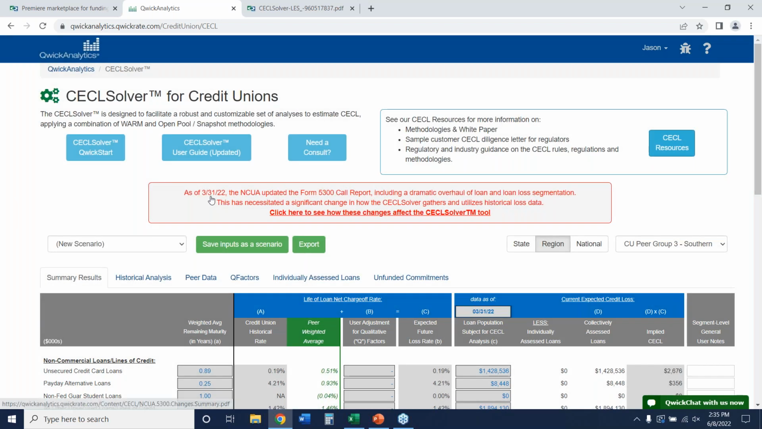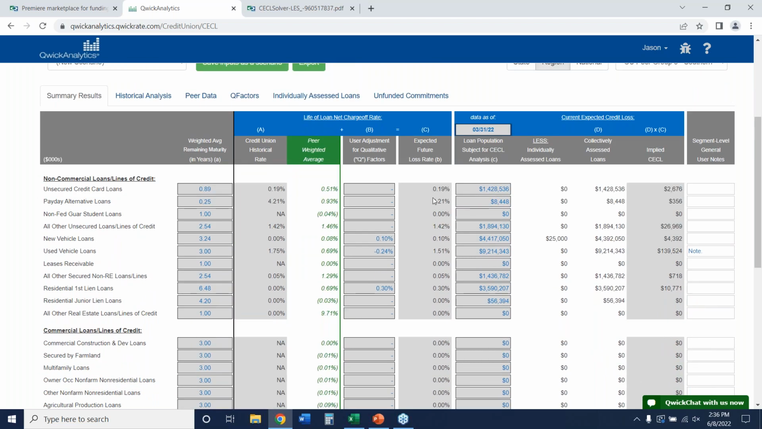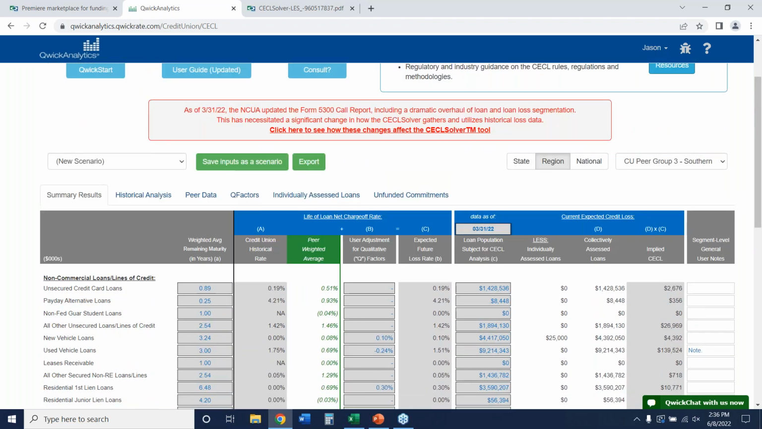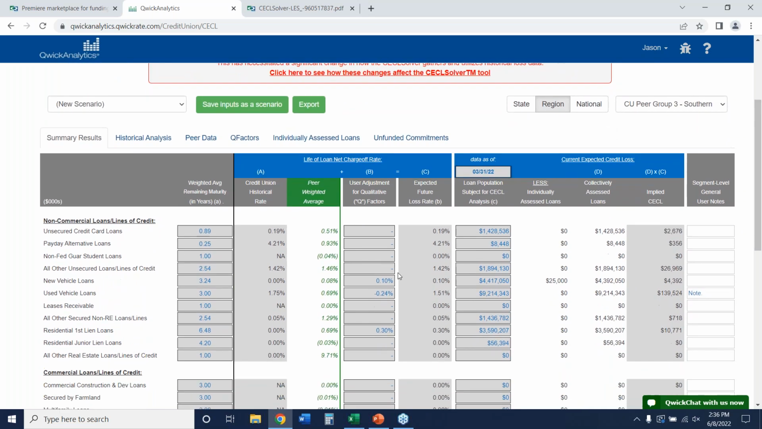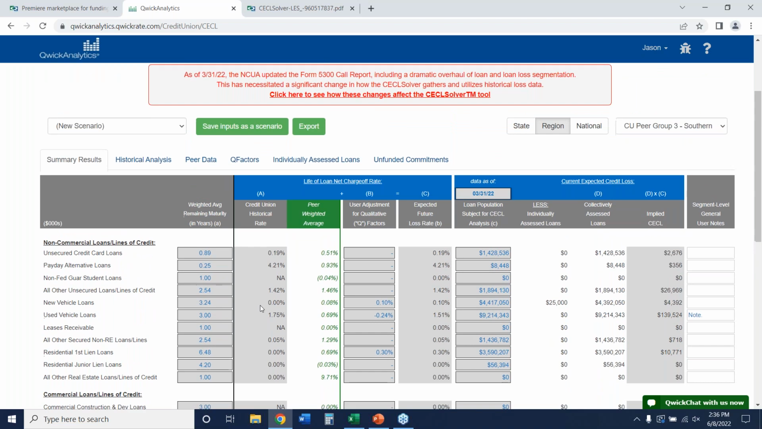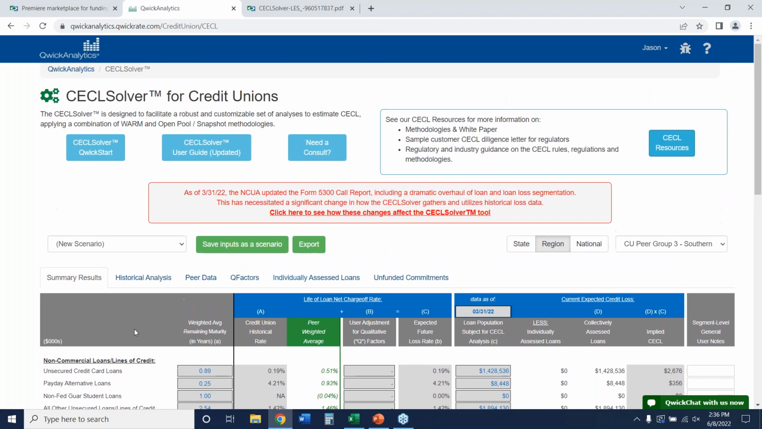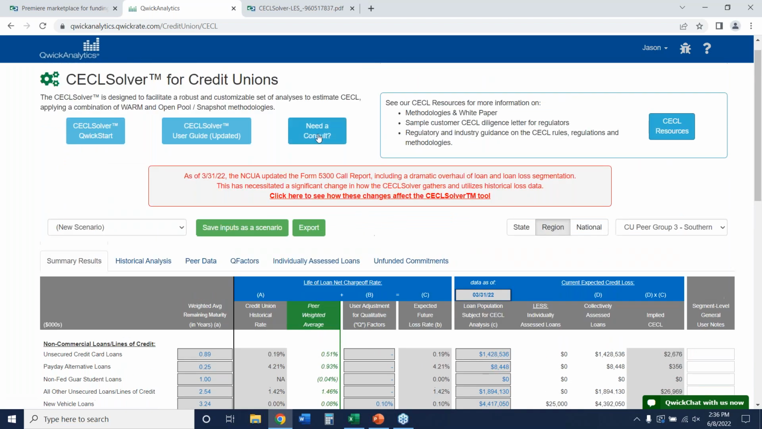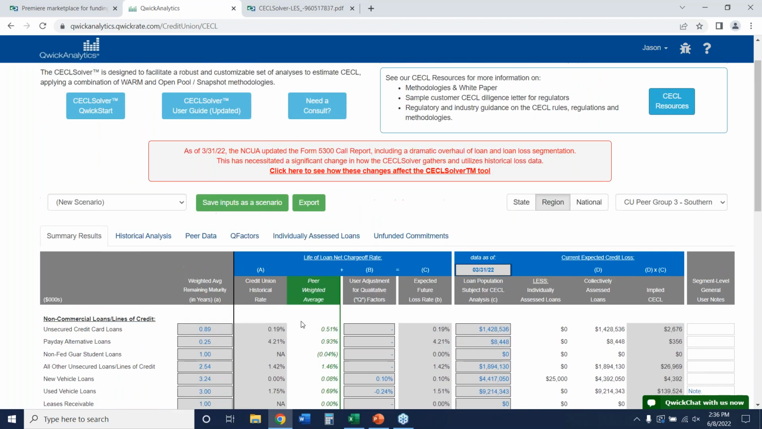And if you do need help, I don't know if you're familiar with QwickRate, we have some of the best customer service in this industry, and it's no different here on the CECLSolver. Once you sign up, I'll be your point person, or David Surrey, my colleague, can really walk you through everything as many times as you need. You can have as many users as you need. There's no limit to how many reports you can run. You come in as a member, and then you can have access to everything. We do have a full analytics team here that can really dig into these numbers, or talk to your examiner to help them explain it as well.